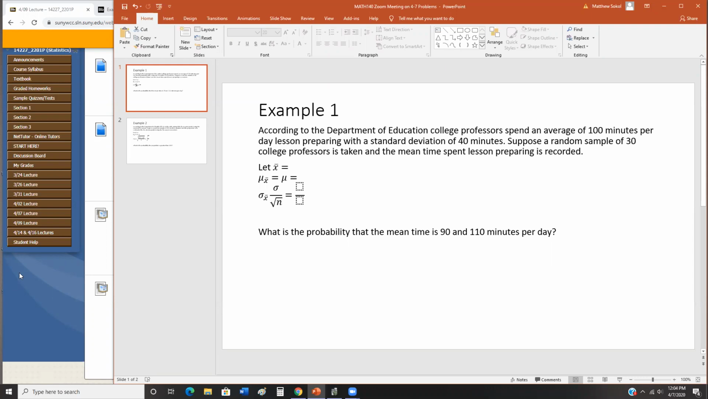Question 1. According to the Department of Education, college professors spend an average of 100 minutes per day lesson preparing, with a standard deviation of 40 minutes.